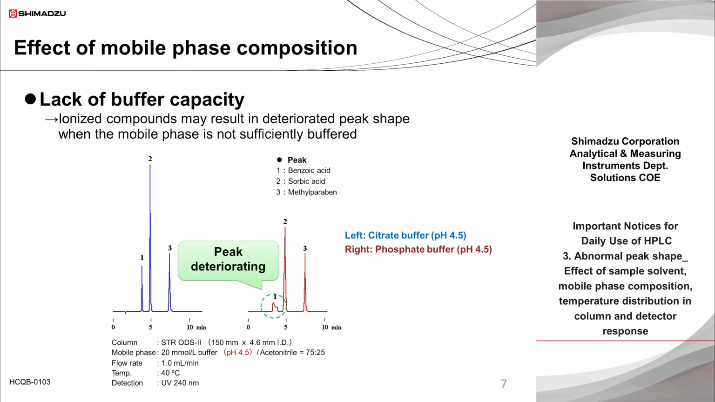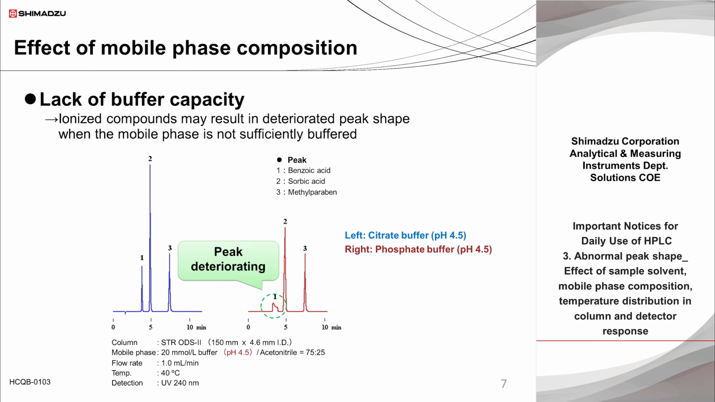Upon closer inspection, the sorbic acid peak is much smaller, and the peak width is wider. The methylparaben peak seems to be the same as that in the left chromatogram. These phenomena seem to be due to the difference in the types of pH 4.5 buffer solution, whether it was citrate buffer or phosphate buffer. Benzoic acid and sorbic acid have carboxyl groups, and their dissociation state changes significantly around pH 4.5, which is the same value as the mobile phase pH.